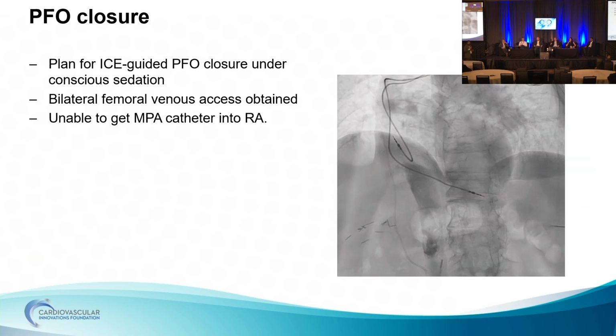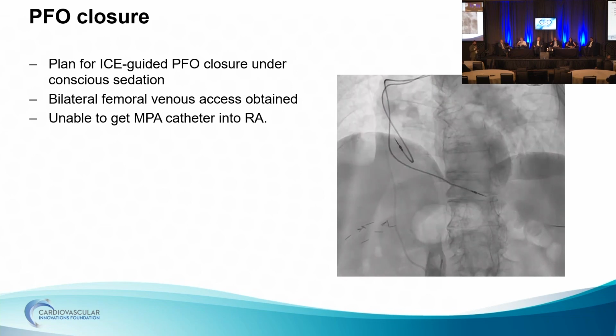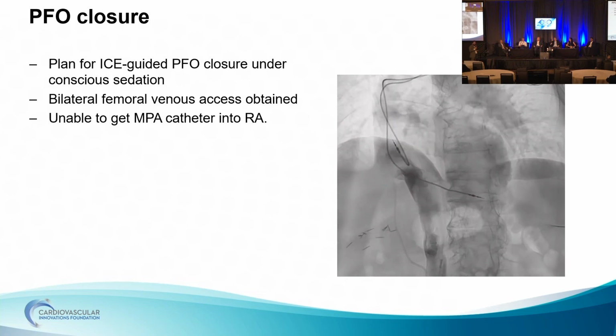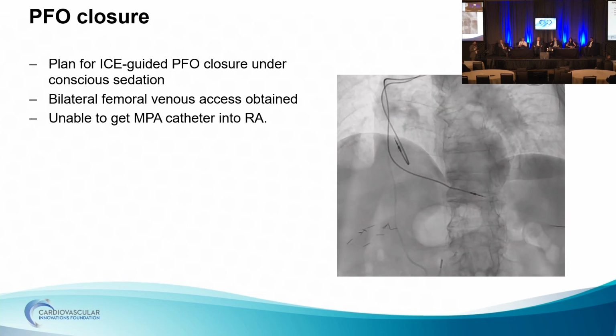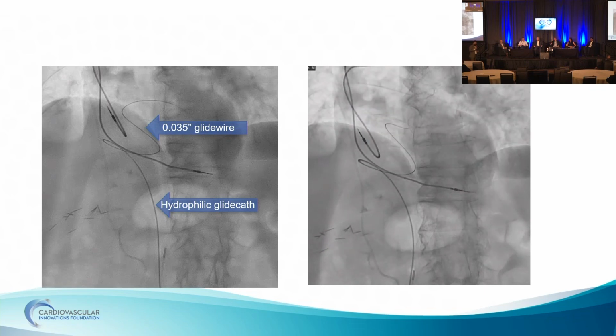So the plan was ICE-guided PFO closure. Bilateral femoral venous access was obtained, and I was able to get a wire up to the IVC, kind of hepatic vein junction, but could not get into the right atrium. Finally I was able to get into the right atrium with a wire, but I couldn't get a catheter across. So I took a venogram here from the IVC and noticed that there was an occlusion there.